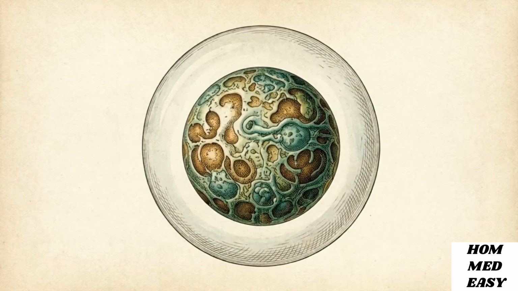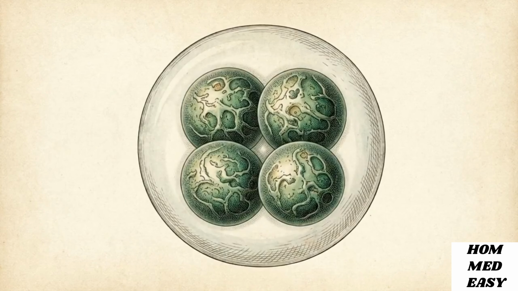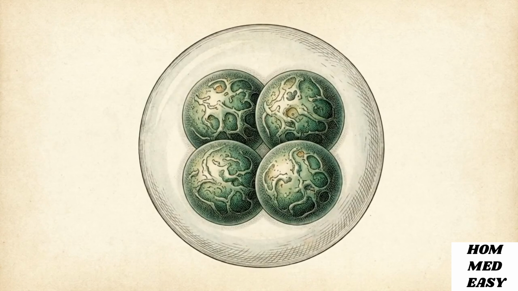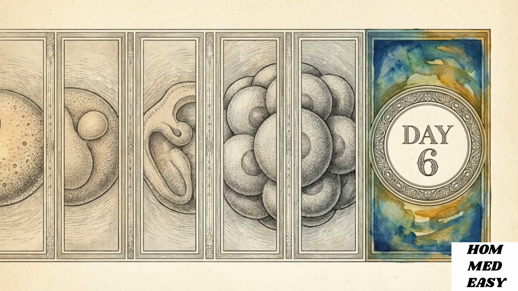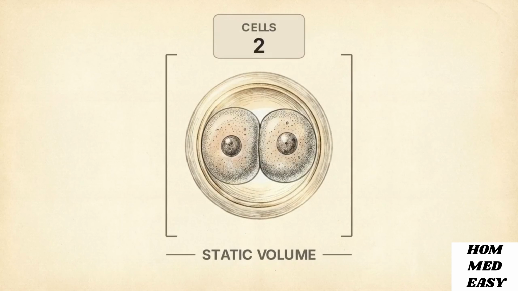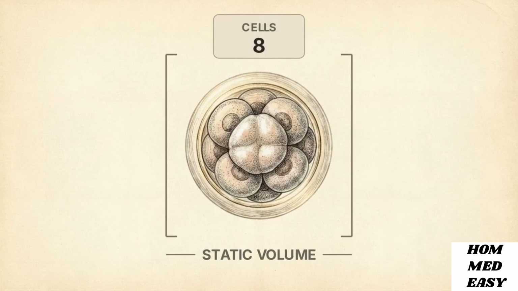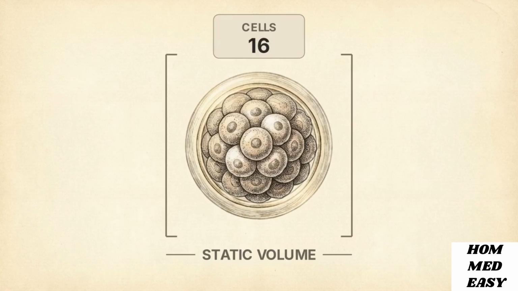Cleavage is defined as the rapid, repeated mitotic division of a zygote, all taking place inside a rigid, enclosing shell. This sequence is governed by a strict timeline. The entire process completes exactly 6 days after fertilization. During these 6 days, the overall volume of the zygote remains static. This creates a biological paradox where cells divide rapidly despite the total structure failing to grow.